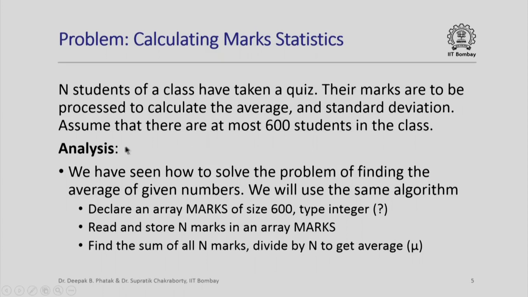We proceed with the analysis of this problem, which tells us that we need to calculate the average. We already know how to calculate the average, so we will use the same algorithm. That is, we start with the declaration of an array of the type integer. We read and store n marks in that array, and we find the sum of all n marks, that is, marks of all n students, divide the sum by n to get the average. Observe the question mark here, type integer. Should that be integer? Should that be float? Well, here the assumption is that the marks scored by the students are of the type integer. But this has a bearing, as we shall see soon when we build the program further.